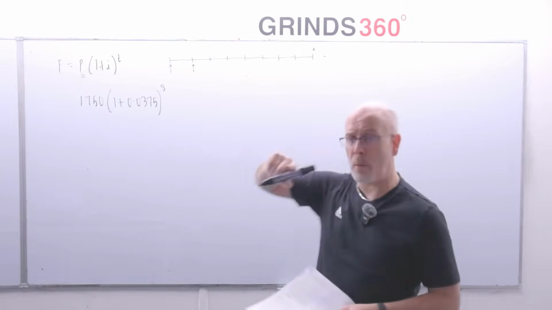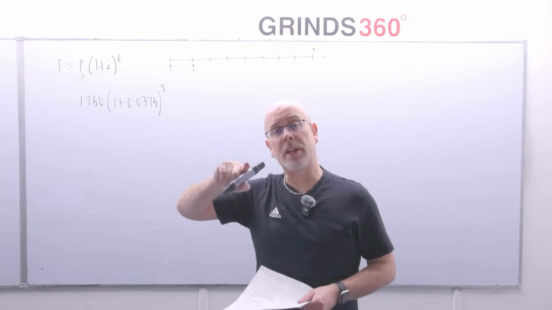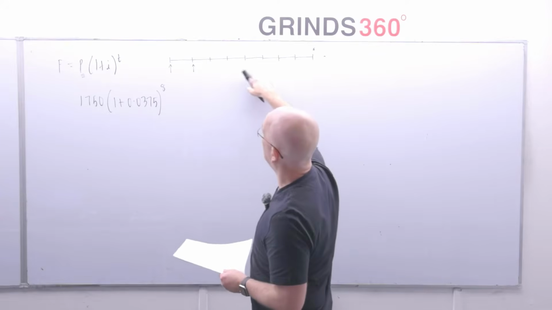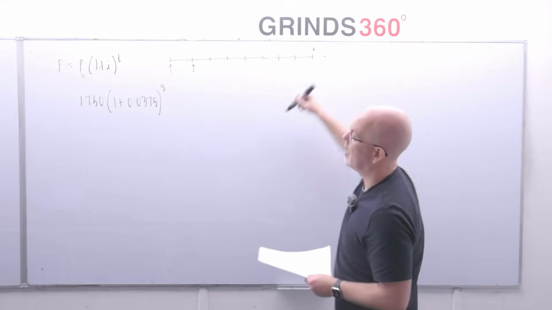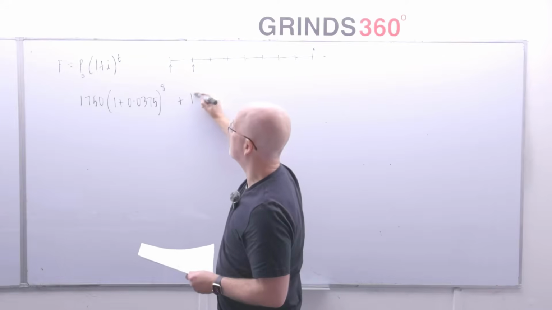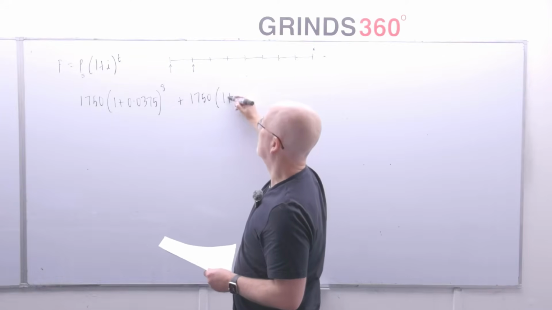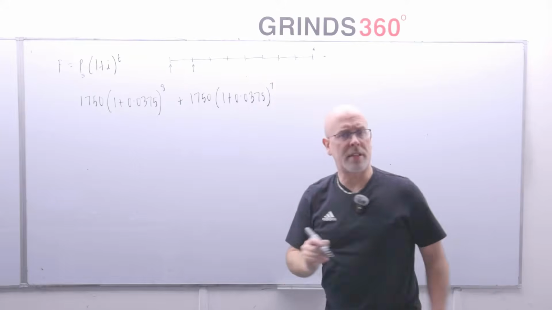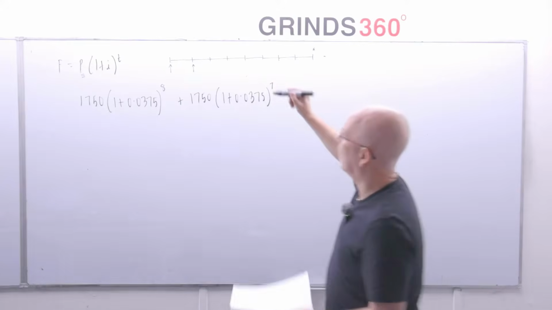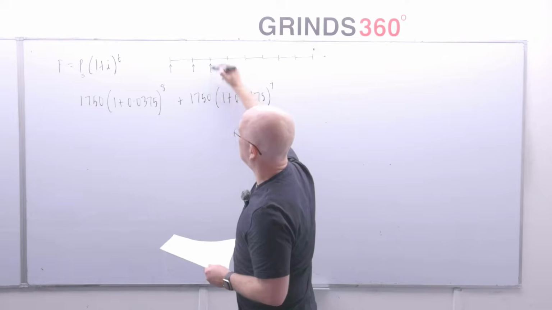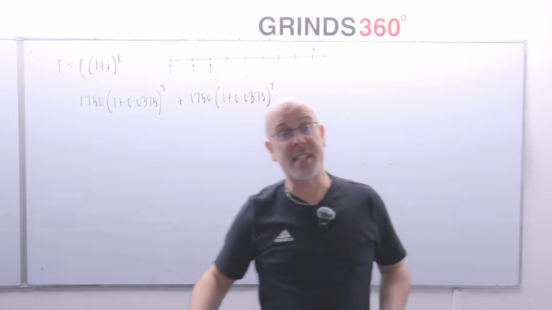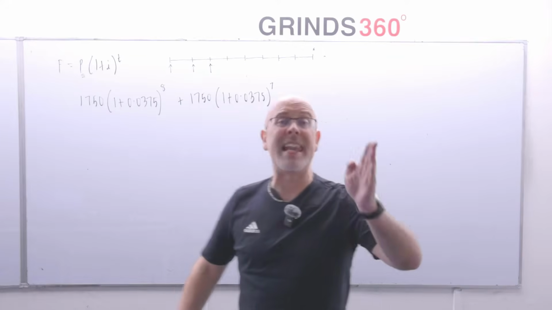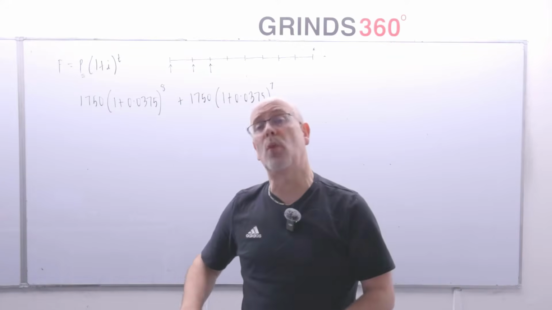Well, because that one went in a year later, it's only going to earn interest for 7 years, right? That's going to be in there for 1, 2, 3, 4, 5, 6, 7 years. So that second payment will be 1750 times 1 plus 0.0375 to the power of 7. And so on. Another payment goes in there, that'll be earning interest for 6 years, and so on. Each payment is going to earn interest for 1 year less than the one before it because it went in 1 year later.